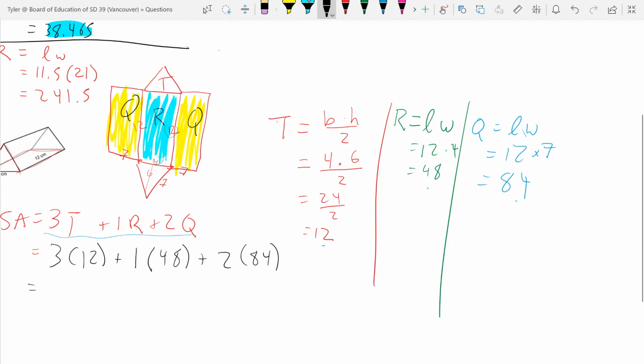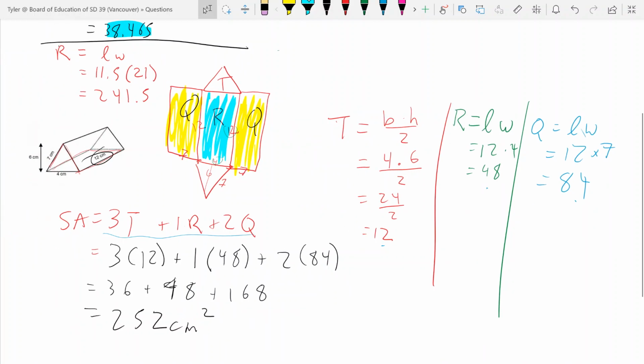So now when I actually do that math, I get 36 plus 48 plus, what's that? 168. And then I add them all together and get my final answer. I'm going to double check on a calculator. I got 252. I need to put units, so I'm going to put centimeters squared because it was centimeters in the question. And that's how we find it.